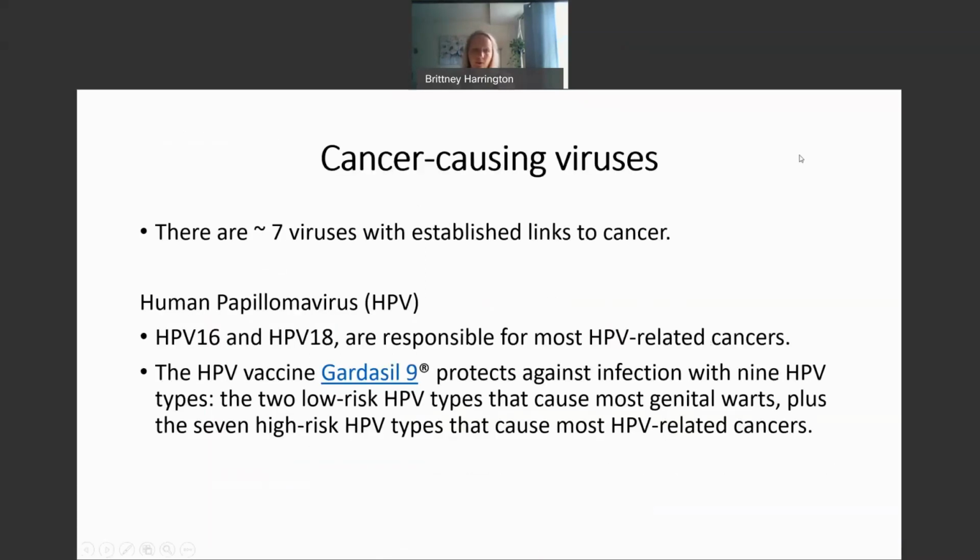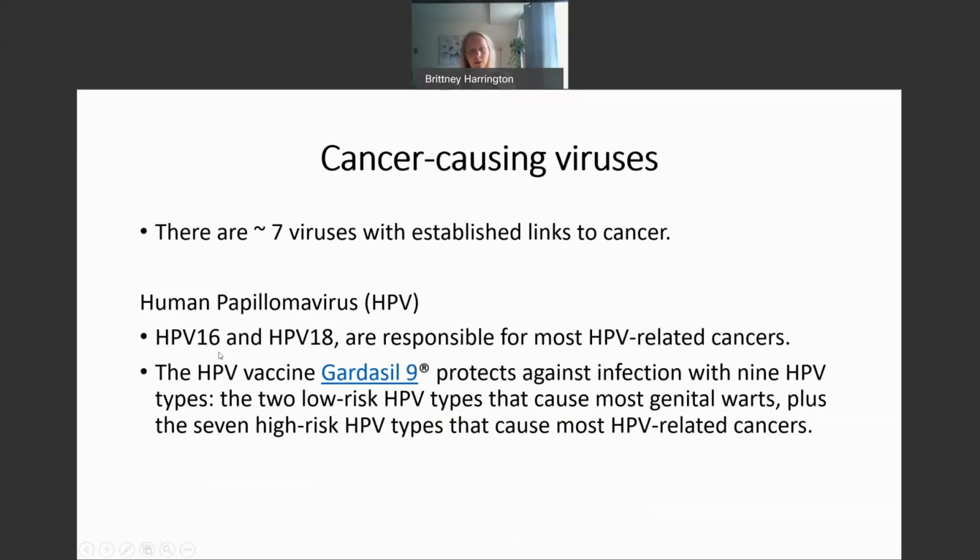But to begin with, there are many viruses that have established links to cancer. And of these, I'm only going to focus on HPV. So human papillomavirus, there are many strains of this virus, but there are two that are prominent in HPV-related cancers. It's HPV-16 and HPV-18.